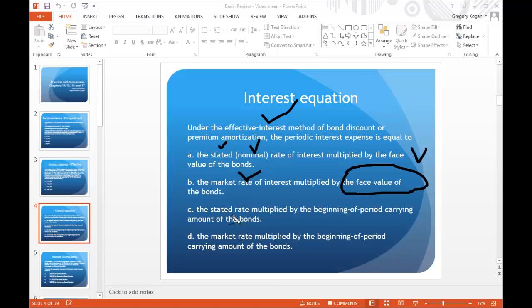Stated rate multiplied by the beginning of the period carrying amount of the bond, it is the beginning period carrying amount of the bonds, that's what we always use, but it's not the stated rate, it's actually the market rate. So if you look at market rate multiplied by the beginning of the period carrying amount, then that always gives you the actual interest expense.